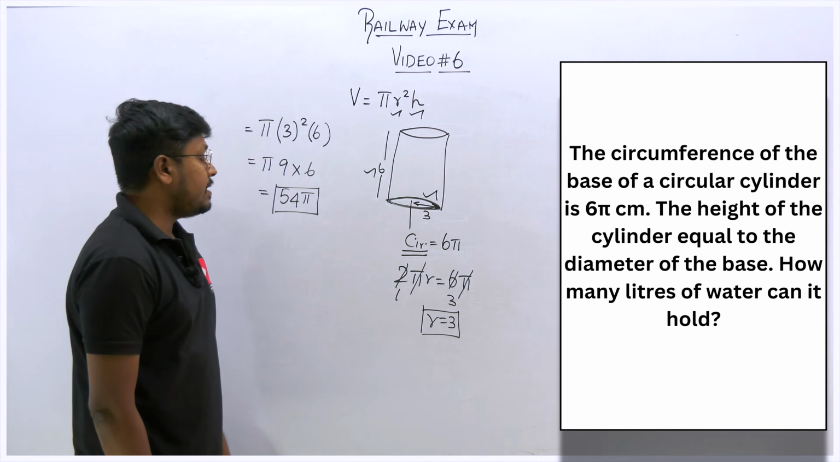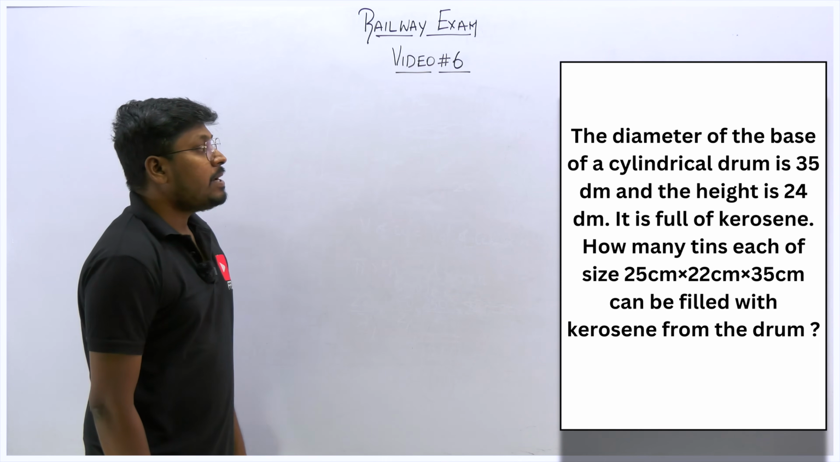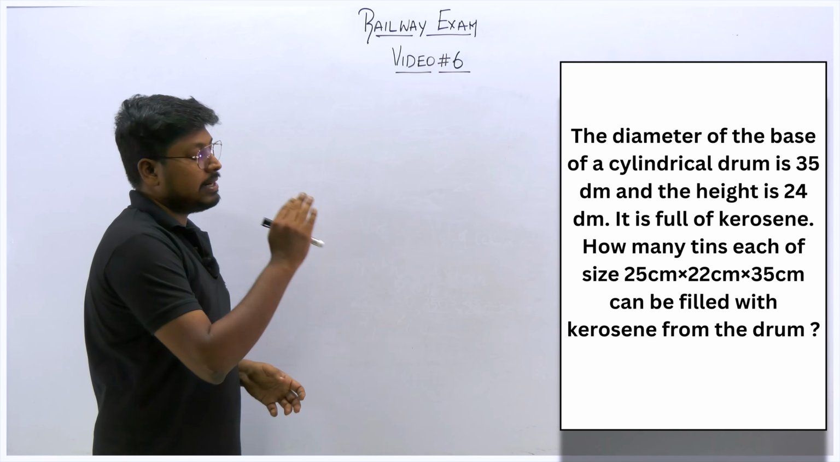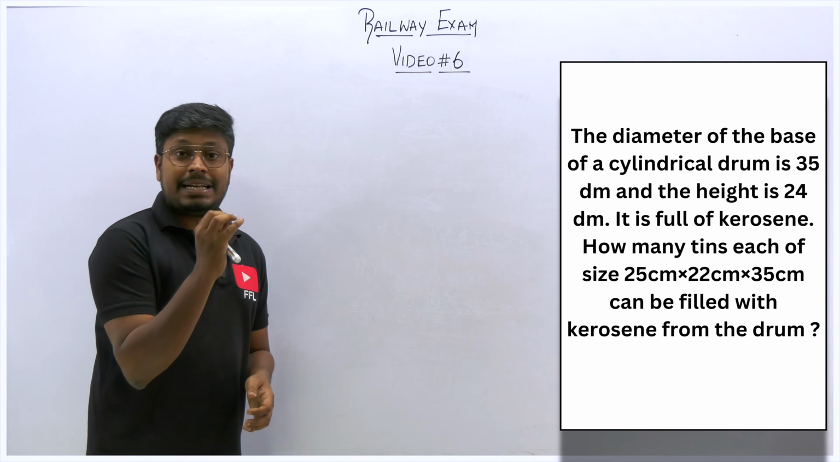So this will be the answer for question number 1. Second question. The diameter of the base of a cylindrical drum is 35 dm. So dm is nothing but a decimeter, right?